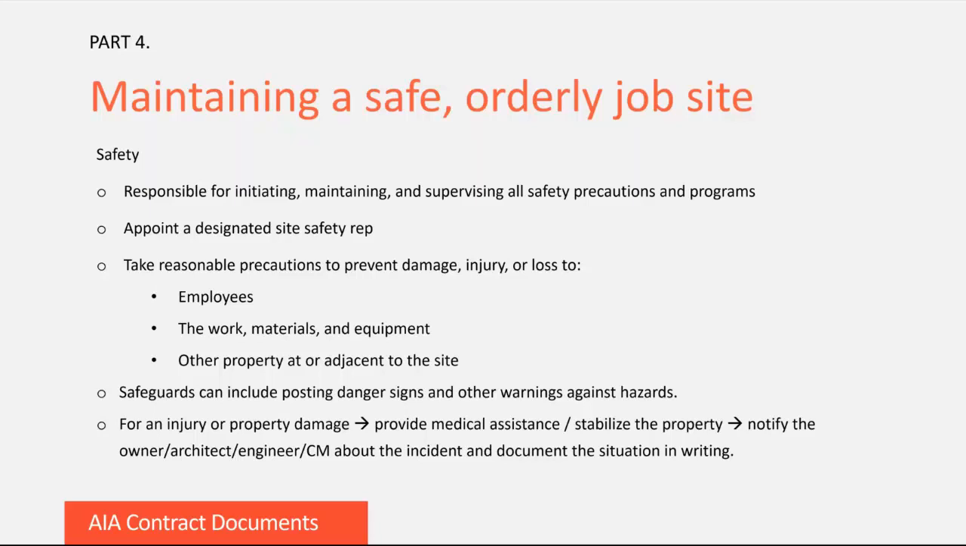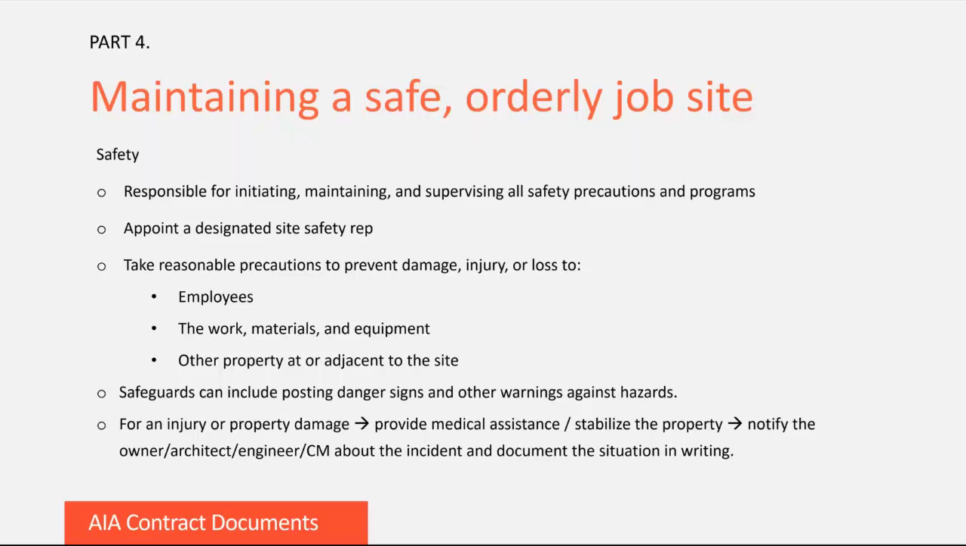Furthermore, the contractor is to take responsible safety precautions to prevent damage, injury, or loss to employees, work, materials, and equipment, and any other property at or adjacent to the site. This could be vegetation, pavement, and utilities that should not be disturbed. As part of reasonable safety precautions, I would add that no part of the construction site should be loaded in such a way that it creates an unsafe condition or causes damage.